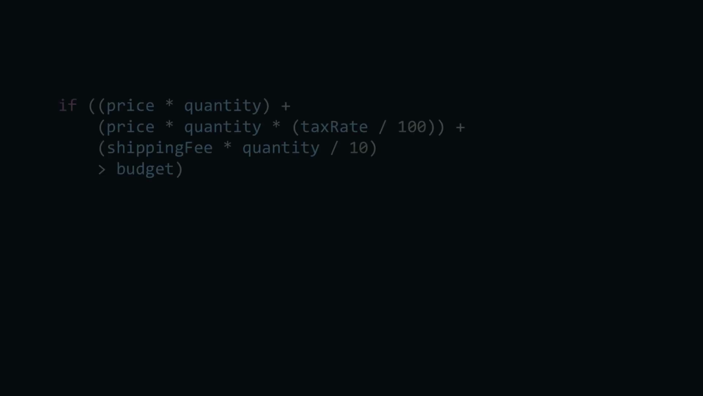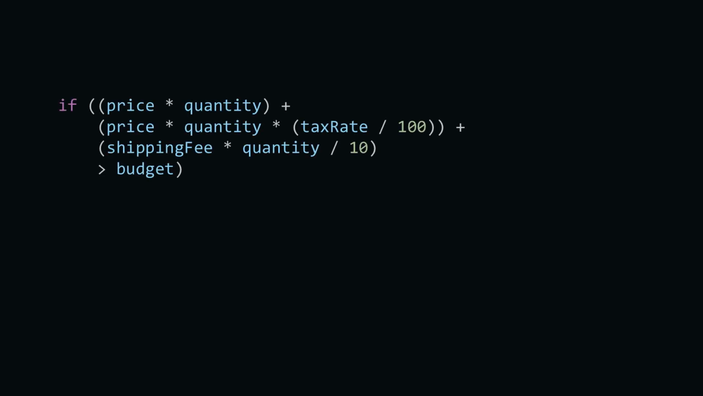Hi, take a look at this code snippet. What do you think might be problematic here in the context of understanding what the code does? The problem here is that the mathematical expression's meaning is very unclear. The if statement checks if some expression is greater than budget. But why? What's the meaning of it?